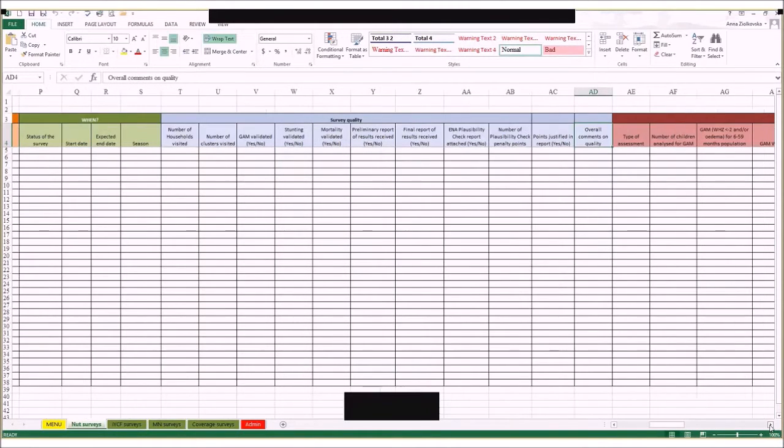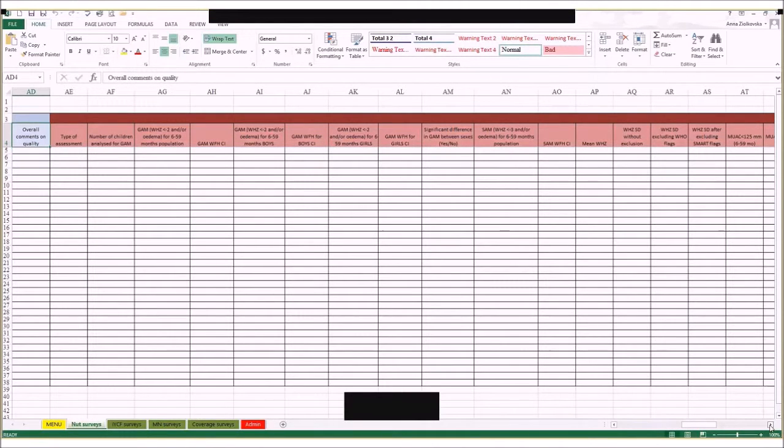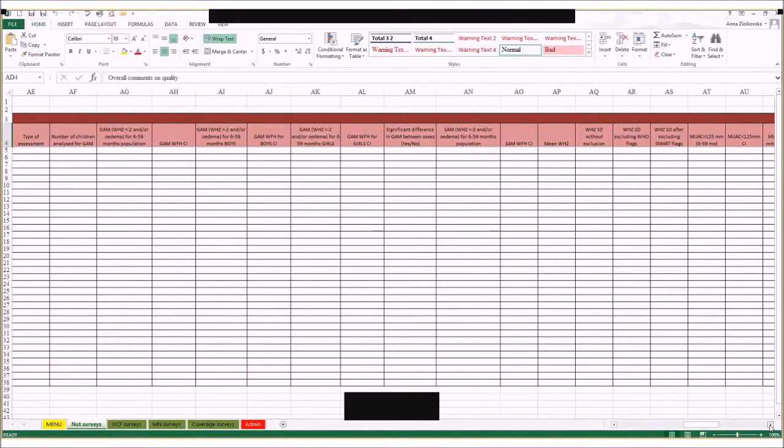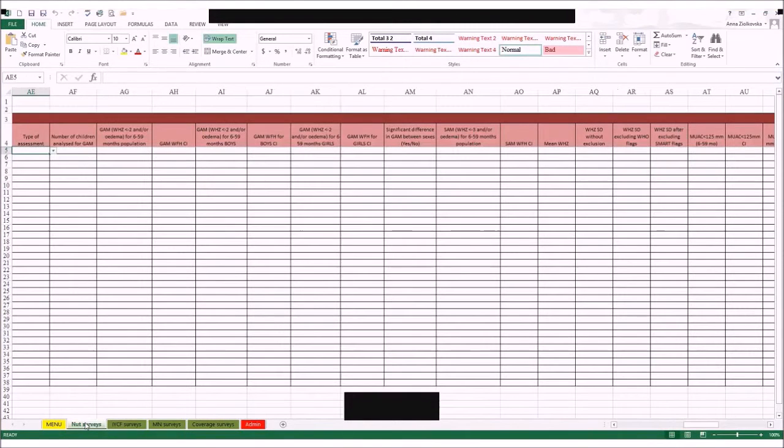And then you are getting to the most important part, and it looks very big, but actually the information presented here is not much. You put the type of assessment, so it would be SMART, Rapid SMART, DHS, MICS, 30 by 30, and if you have any other surveys in your country which collect anthropometric results, you can just add them here in the admin sheet. And I'm coming back.